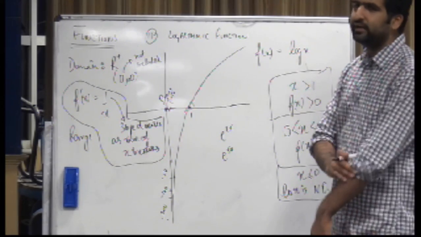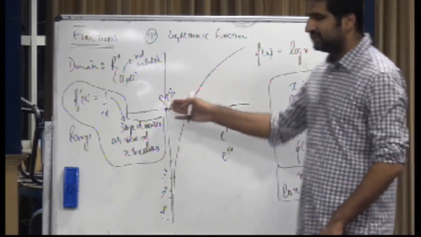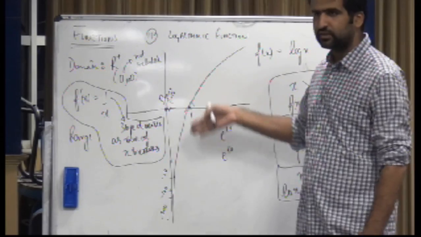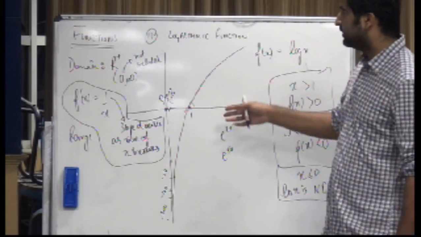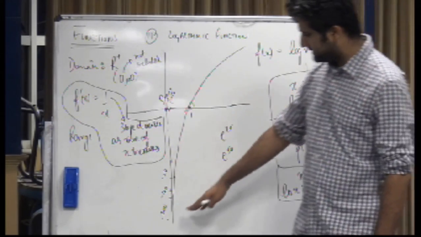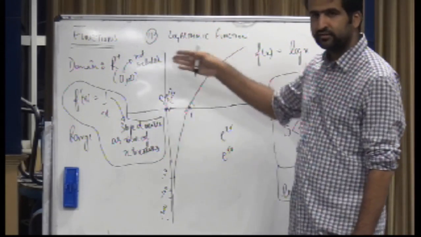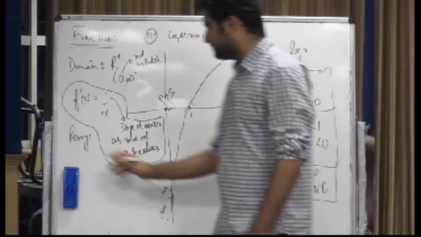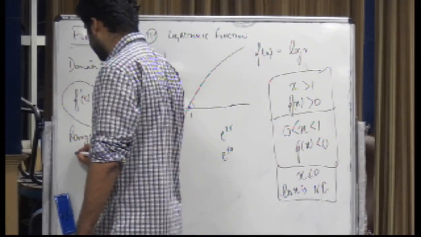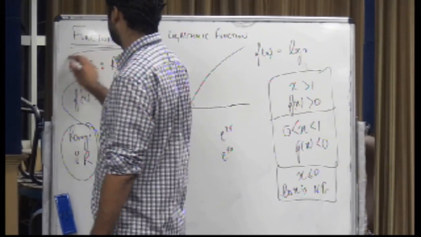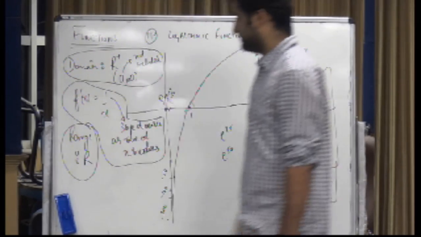See, the domain is judged by the x-axis. What all values of x-axis are there? Can we substitute our feasible values? But the range is given by all the values of y-axis, which we are getting as answers. So the range will be R here, all real numbers. So domain is R positive, and the range is all real numbers.